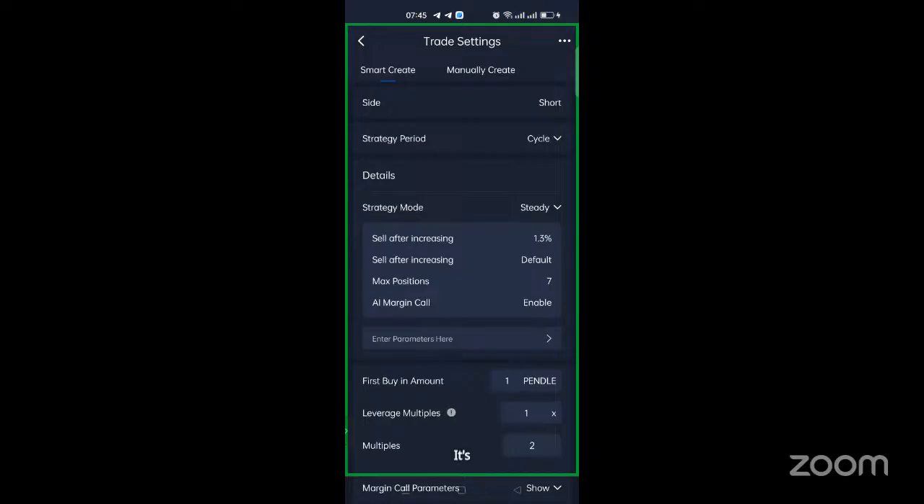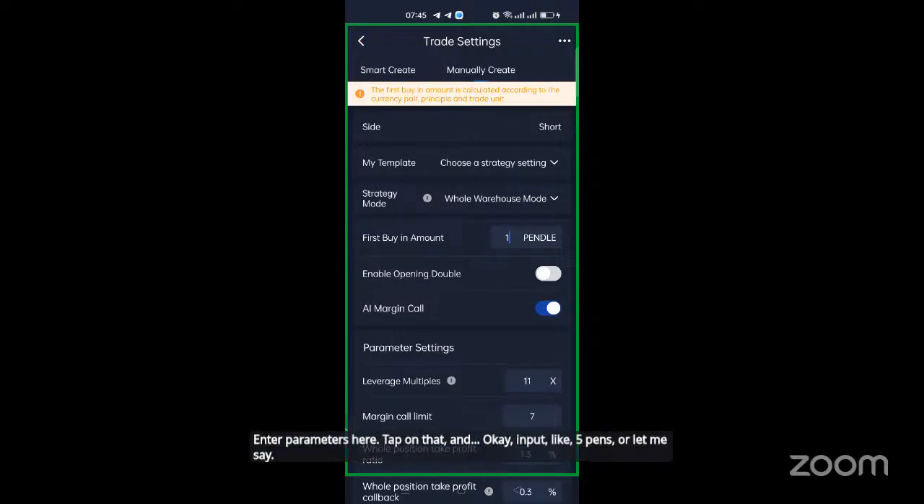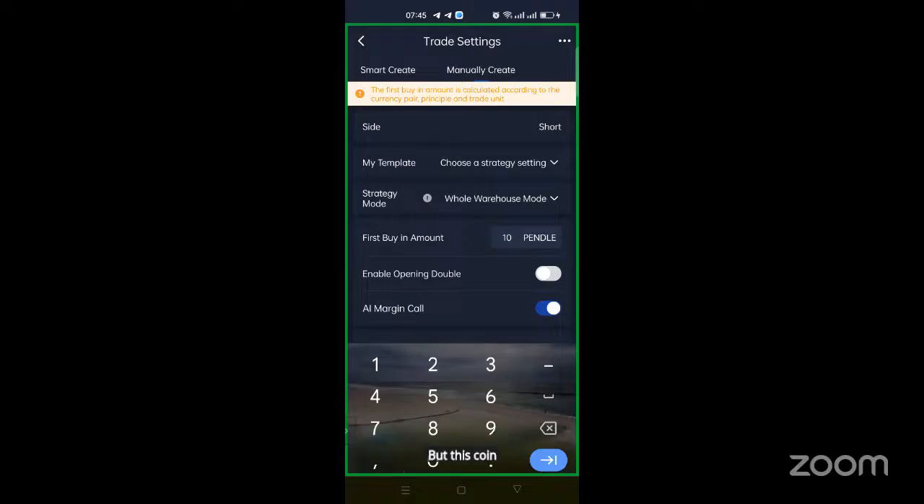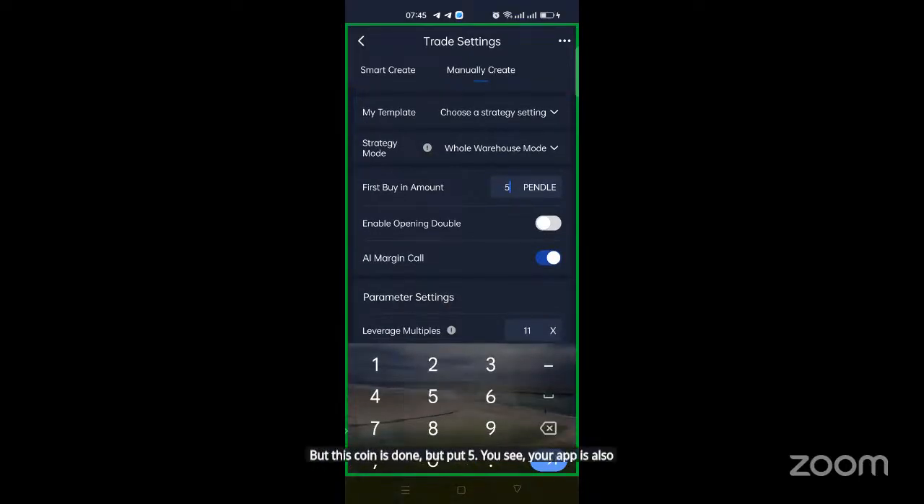What's going on here? Tap on enter parameters. Enter parameters here. Tap on that arrow. Put like 5, let me see. But this coin is done. But put 5. You see, your app is also outdated. Okay, how do I know, sir? I see because it must have numbers here. That's why it's not working. Go to Play Store and update. Okay, sir.